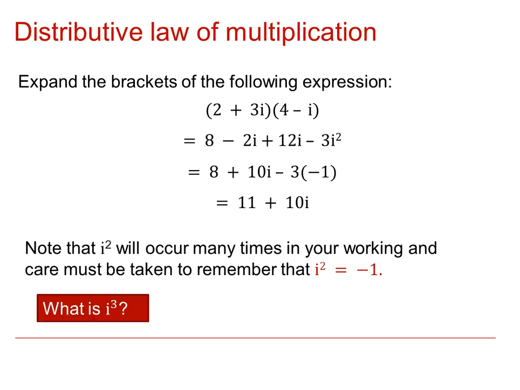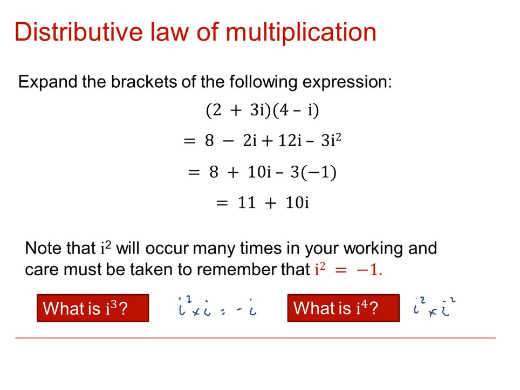We could also consider then what is i cubed. Well, of course, if we know that i squared is equal to negative 1, then i cubed is i squared multiplied by i. So therefore that must be equal to negative i. And i to the power 4, well, we could consider as being i squared multiplied by i squared. So it's negative 1 multiplied by negative 1, which of course is plus 1.